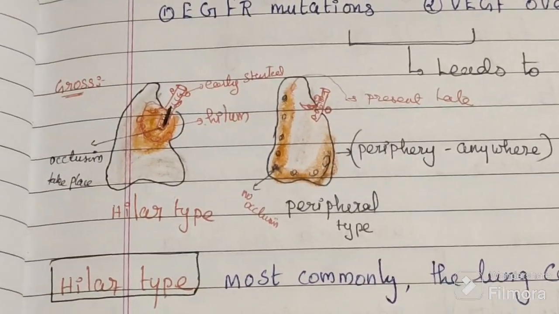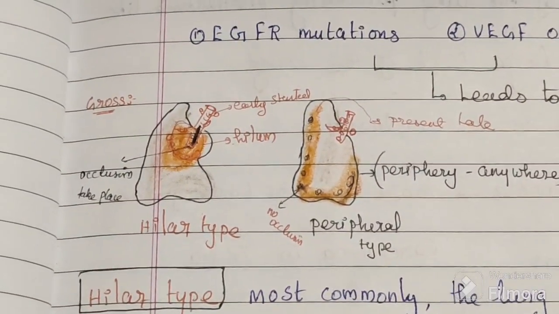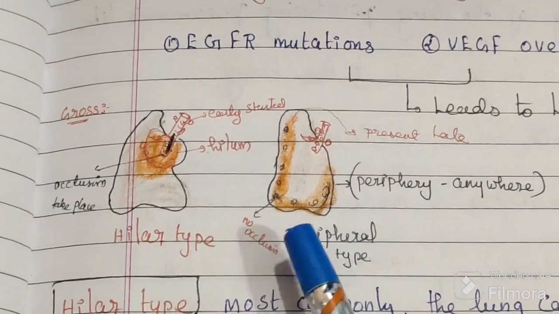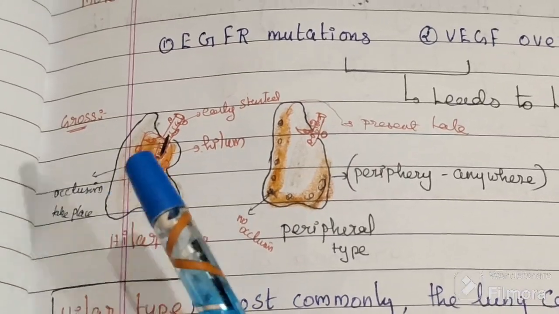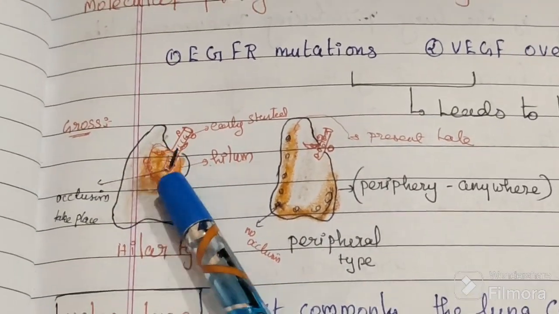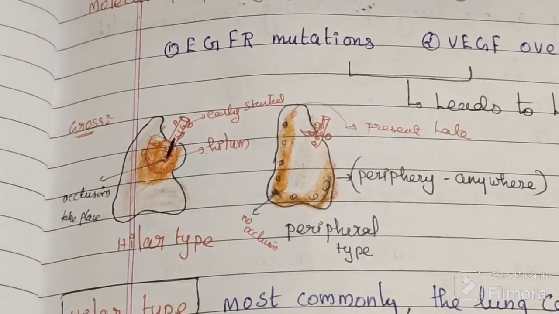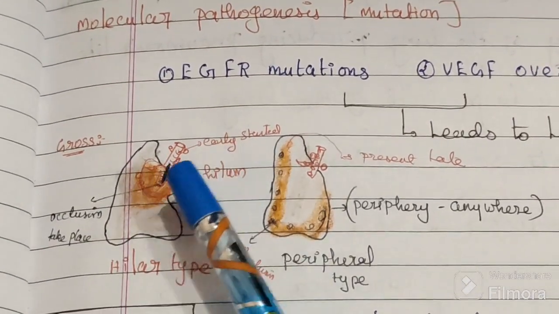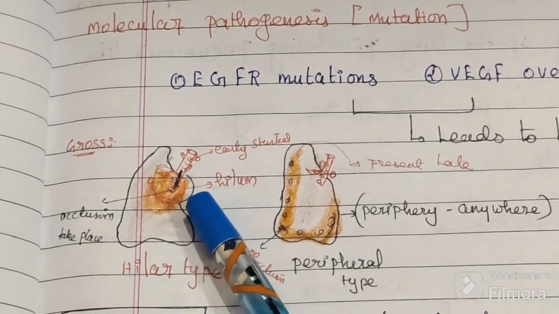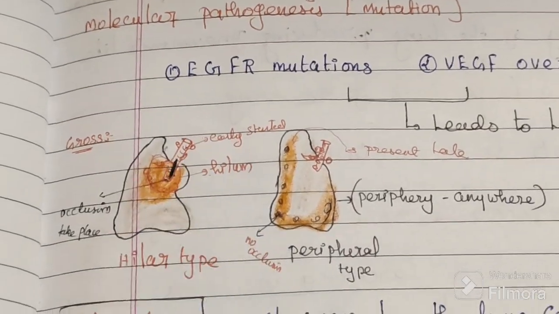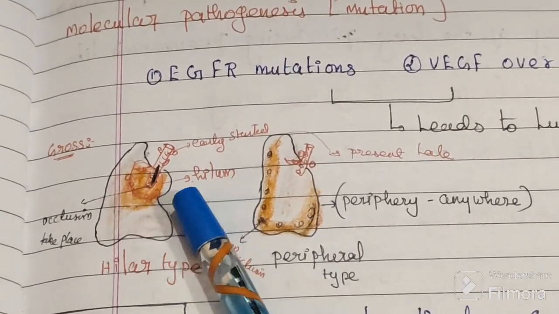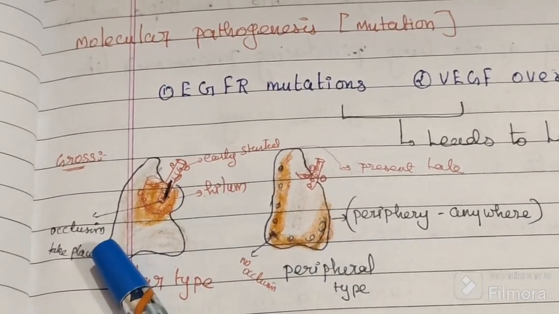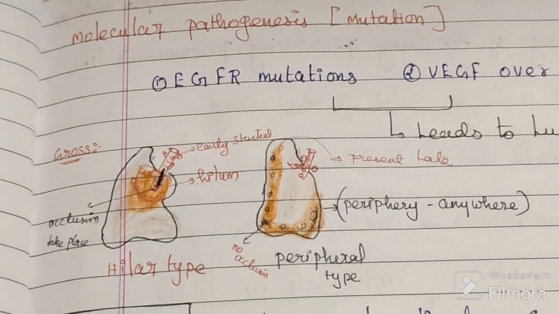Next, the gross appearance. In gross, there are 2 types of presentation. You can see the lungs. This is the hilum part. Tumors here are known as central or hilar tumors. This one starts at an early stage, so occlusion takes place.